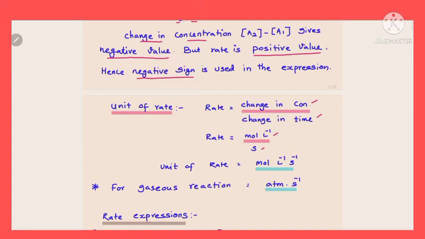So in the numerator we have mole per liter, in the denominator we have seconds. The SI unit of time is seconds. When you bring the second to the numerator, what you get is mole per liter per second. So this is the unit of rate of a chemical reaction. This unit is applied for chemical reactions involving solids and liquids. The unit of rate is mole per liter per second.